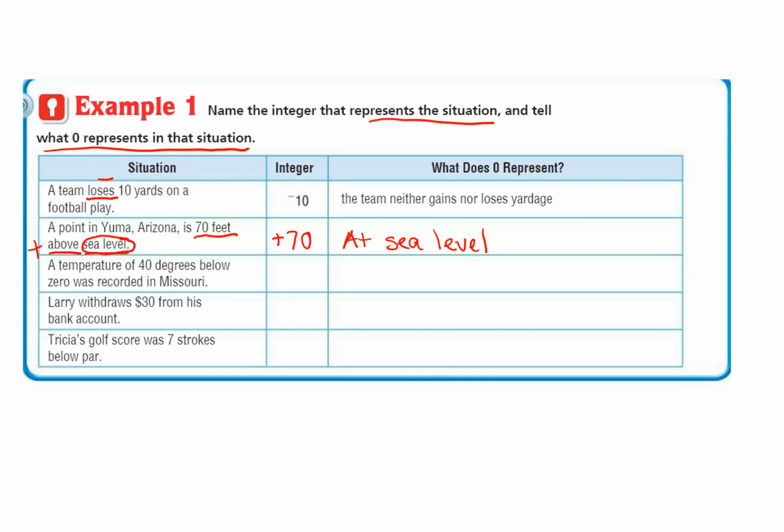Okay, next one, a temperature of 40 degrees below, another clue that it's going to be minus, was recorded in Missouri. So it's minus how many? 40 degrees. What would 0 represent? 0 would represent 0 degrees.